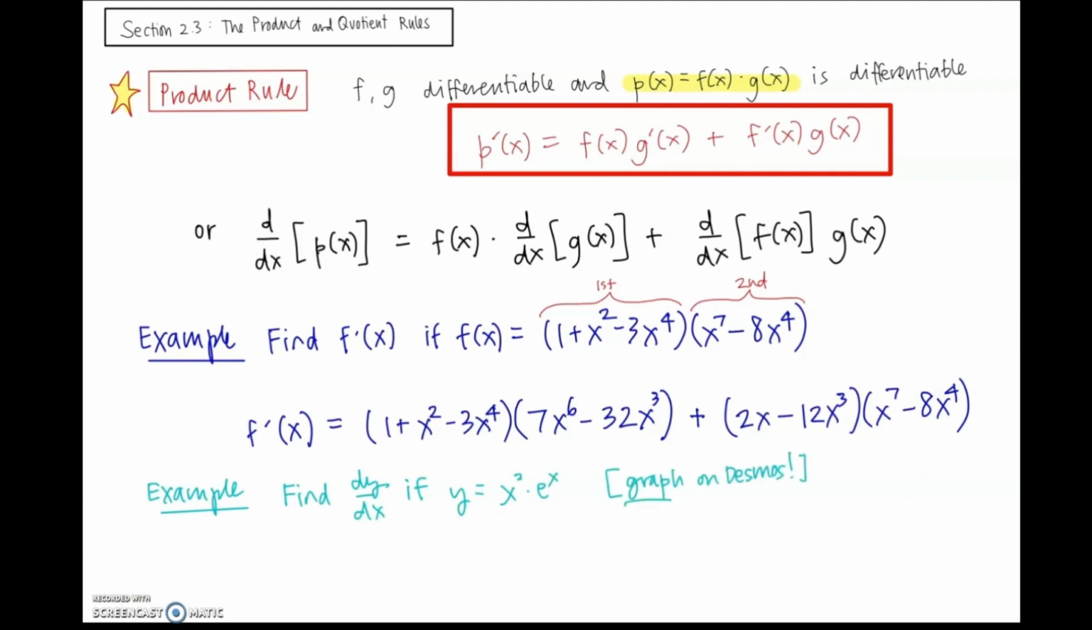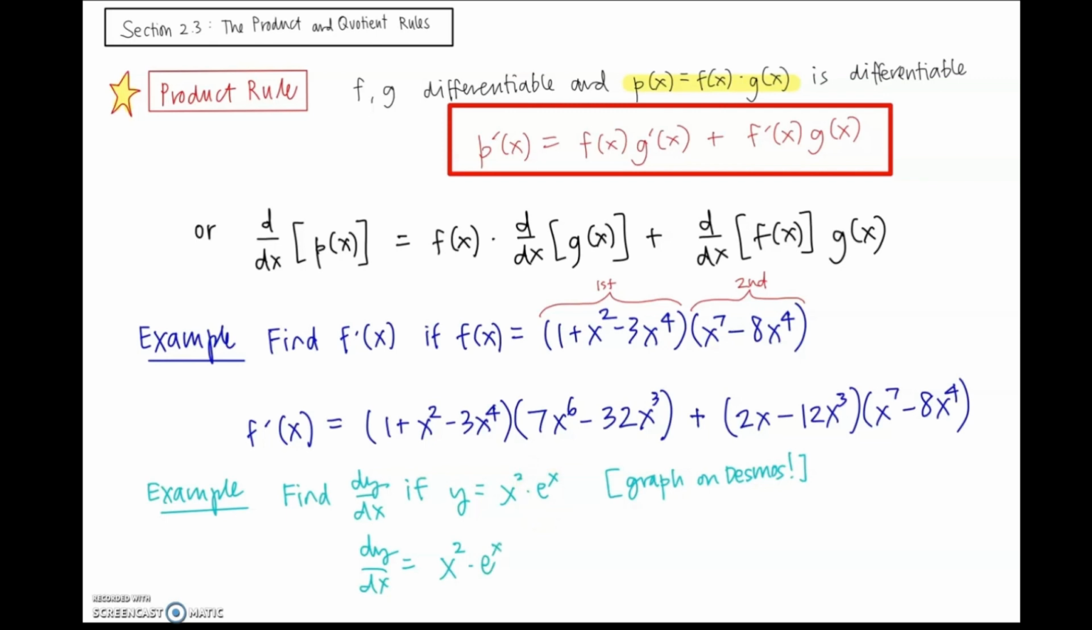And this is actually the graph on Desmos that we looked at earlier. And we know that it's not just 2x times e to the x. We already looked graphically why that can't be true. So let's use the product rule and find the derivative of the function, the actual derivative. So dy dx should equal just the regular first part, so x squared times the derivative of the second factor, and that's e to the x, so the derivative of that is e to the x.